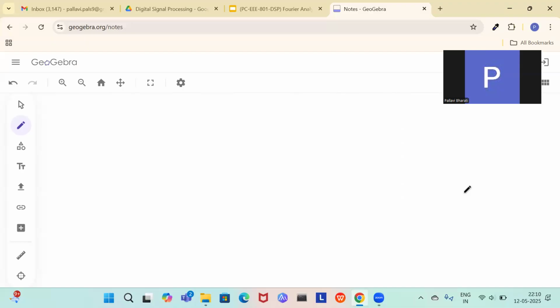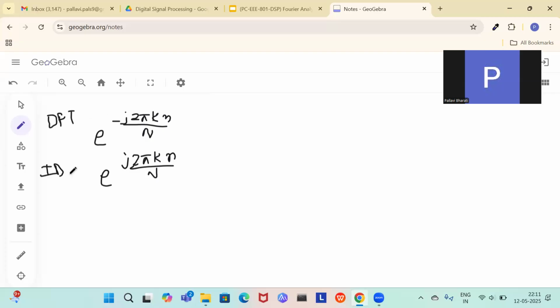One more important thing to keep in mind: when you are writing e to the power minus j 2 pi k n by N, or e to the power j 2 pi k n by N, there is just a difference of minus and plus. In case of DFT, you use the minus. In case of IDFT, you use the plus. Same thing you have to remember for the inverse DTFT also. This is plus, this is minus, but k and n are not there, just n is there.